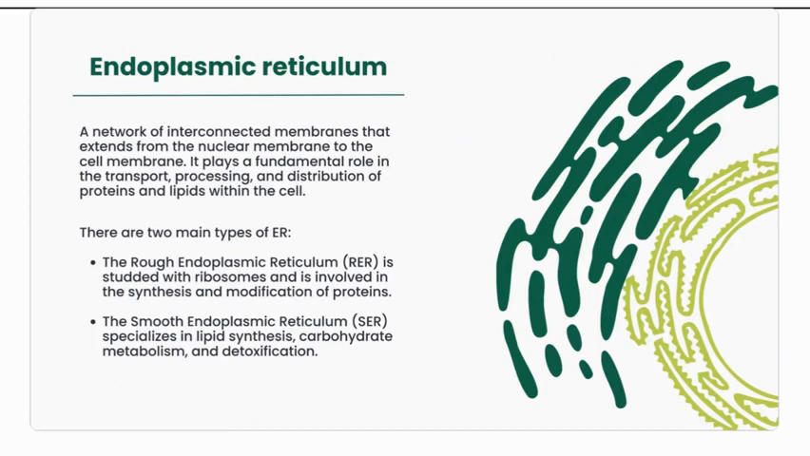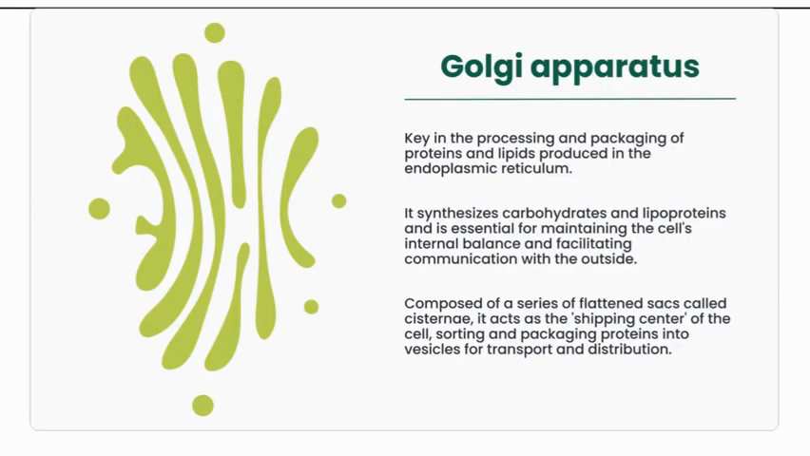There are two main types of endoplasmic reticulum, which is also known as ER. There's the rough endoplasmic reticulum, which is known as RER, and is studded with ribosomes and is involved in the synthesis and modification of proteins. And the smooth endoplasmic reticulum, which is also known as the SER, and specializes in lipid synthesis, carbohydrate metabolism, and detoxification.